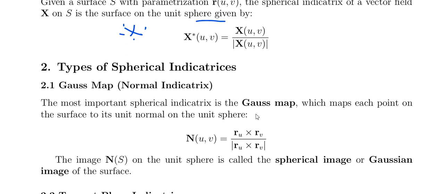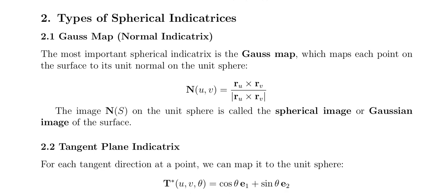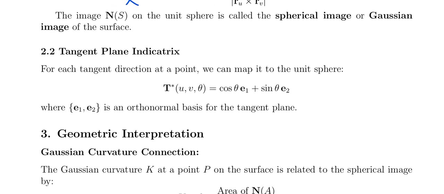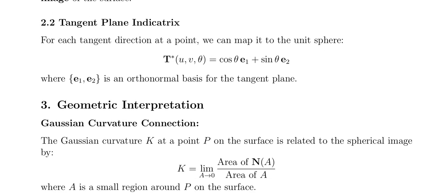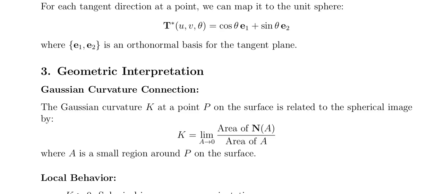They call it the Gauss map, that is the normal indicatrix. The formula is N of u comma v equal to r_u cross r_v divided by mod of r_u cross r_v. N of S on a unit sphere is called the spherical image or Gaussian image of the surface. And tangent plane indicatrix: each tangent direction at a point we can map to the unit sphere, that is T star of u comma v comma theta equal to cos theta e1 plus sin theta e2, where e1, e2 is an orthonormal basis for the tangent plane.